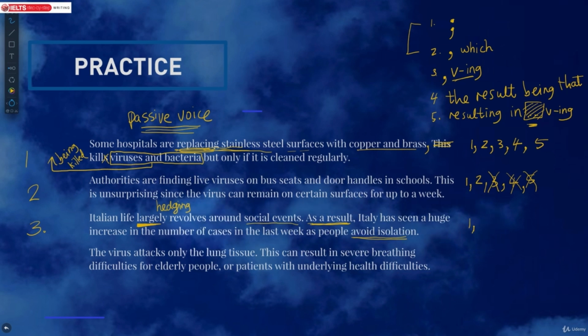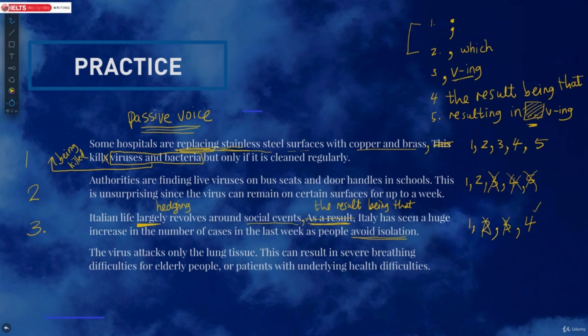So let's look at number 2 then, with which. Italian life largely revolves around social events, which Italy has seen. No, number 2 wouldn't work. Number 3, just with the verb. No, number 3 would not work. But certainly number 4 or number 5, let's see which one could work here. So Italian life largely revolves around social events, the result being that Italy has seen. Yes, certainly. No change here. The result being that, so just comma, the result being that Italy has seen a large increase. Okay, so number 4, certainly, no problem there.